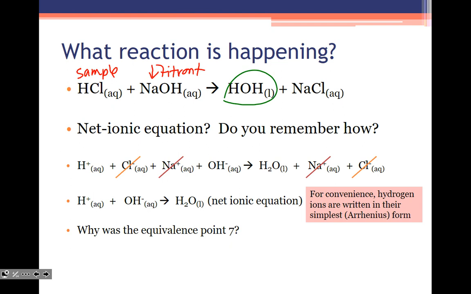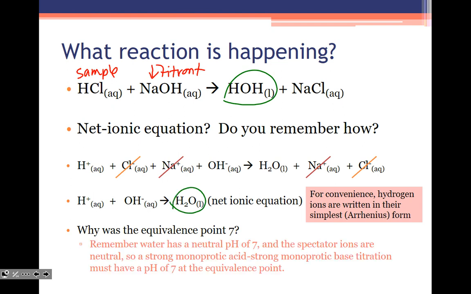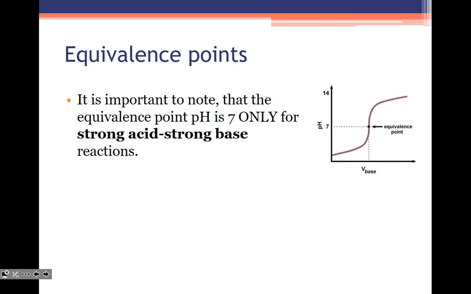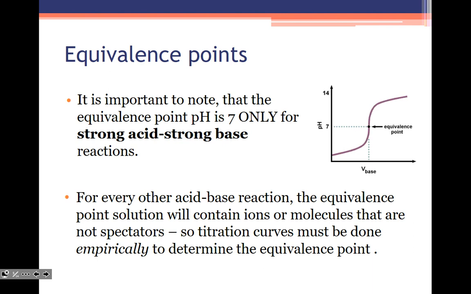Why was the equivalence point 7? Because look at your product, right? Water. Remember, water has a neutral pH of 7, and the spectator ions are neutral, so a strong monoprotic acid, strong monoprotic base titration must have a pH of 7 at the equivalence point. It's important to note that the equivalence point pH of 7 is only for strong acid-base reactions, okay? Only for those. For every other acid-base reaction, the equivalence point solution will contain ions or molecules that are not spectators. So titration curves must be done empirically to determine the equivalence point.